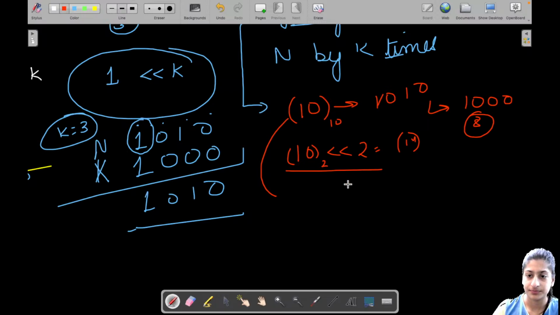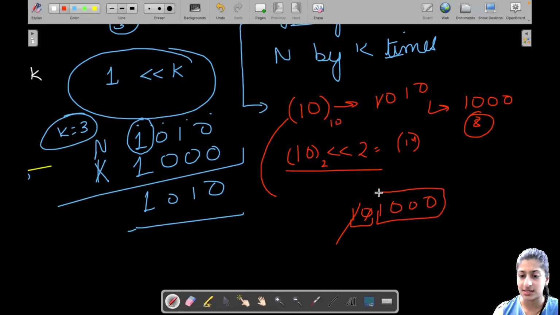Just a second. So I have a number 10 whose binary representation is 1010. I did a left shift on it by 2 positions. So I changed this and it got converted to 00. I think that's what it is. And this number is actually what? 0, 1, 2. This is nothing but 8. 2 to the power 3.